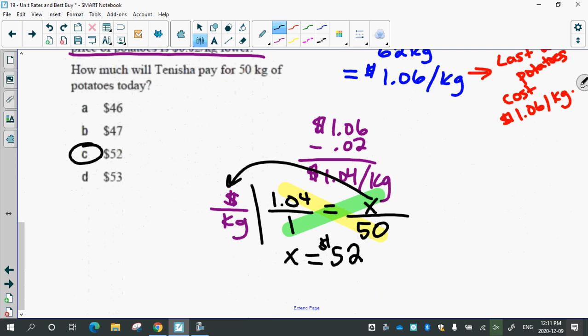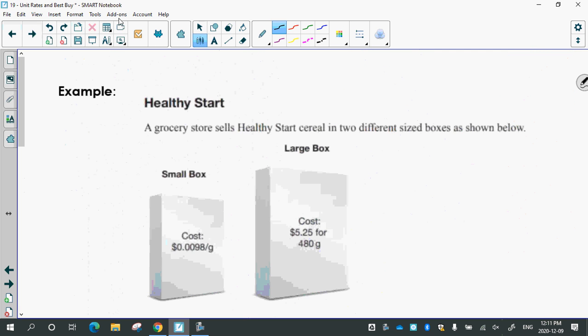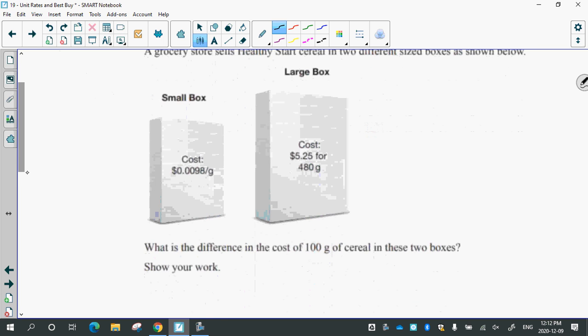All right, our last question in this lesson is also an EQAO question. A grocery store sells Healthy Start cereal in 2 different size boxes as shown below. So it tells you the small box costs $0.0098 per gram. And for the large box, they stated it differently. It costs $5.25 for a 480 gram box. So this one gives you the cost per gram. This one tells you the cost for 480 grams.